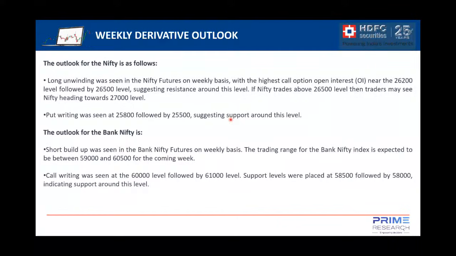So we can expect Bank Nifty heading towards the 60,500 level. Ultimately, for that, traders can keep a stop loss around 59,000. Once the 60,000 level is crossed, then 60,500, the next level is around 61,000. Yeah, over to you, Vinay.